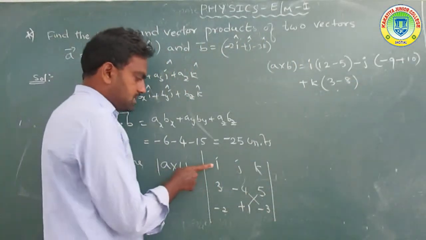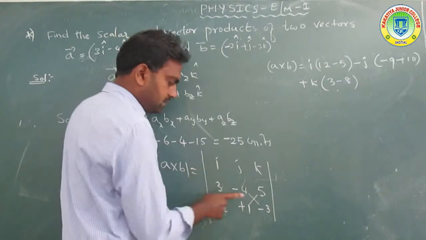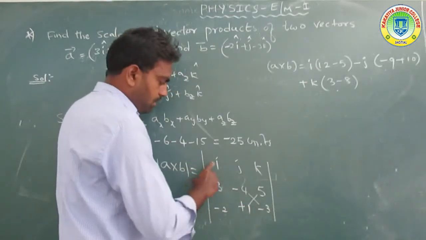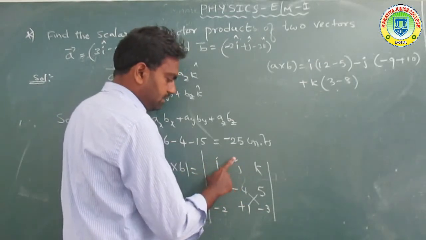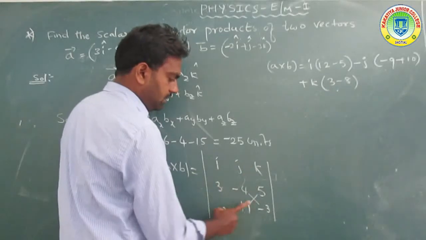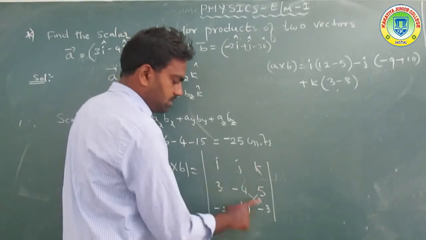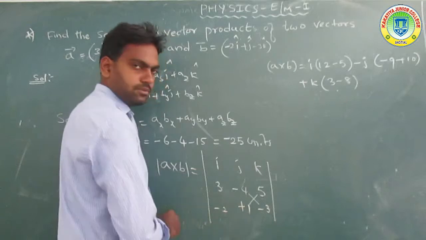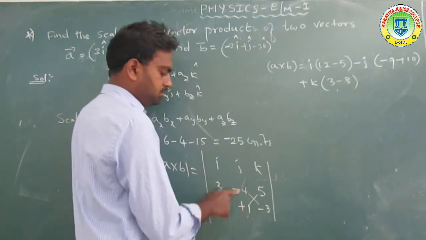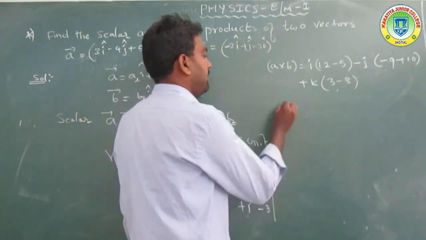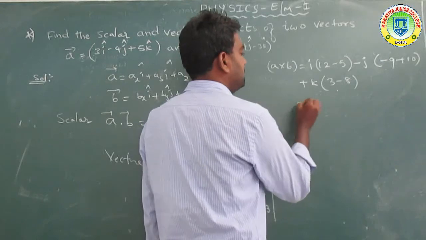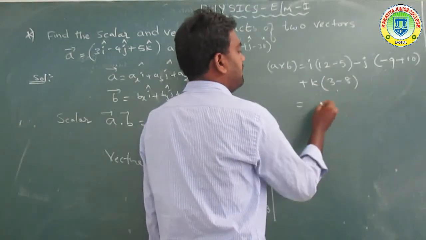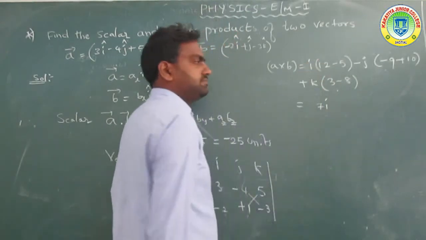Okay, so first i is taken, this row is cancelled, and in this 2. So these i j is taken, so these 2 cancel, remaining these 2. And the k row is cancelled, remaining these 2. So 3 into 1 is 3, 2 into 4 is 8. So that is A cross B is equal to 12 minus 5 is 7i.